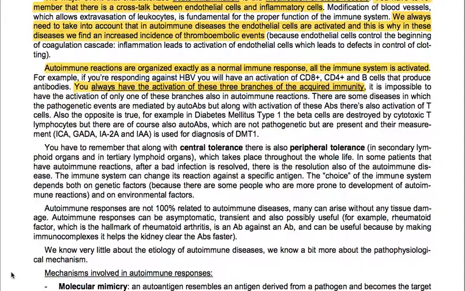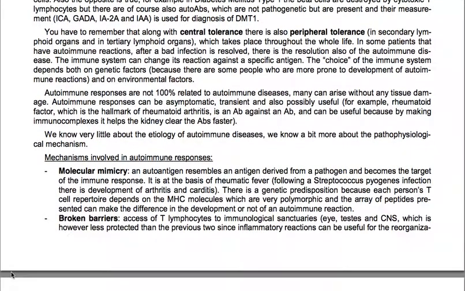You have to remember that along with central tolerance, there is also peripheral tolerance in secondary lymphoid organs and in tertiary lymphoid organs, which takes place throughout the whole life. In some patients that have autoimmune reactions, after a bad infection is resolved, there is the resolution also of the autoimmune disease. The immune system can change its reaction against a specific antigen. The choice of the immune system depends both on genetic factors, because there are some people who are more prone to development of autoimmune reactions, and on environmental factors.